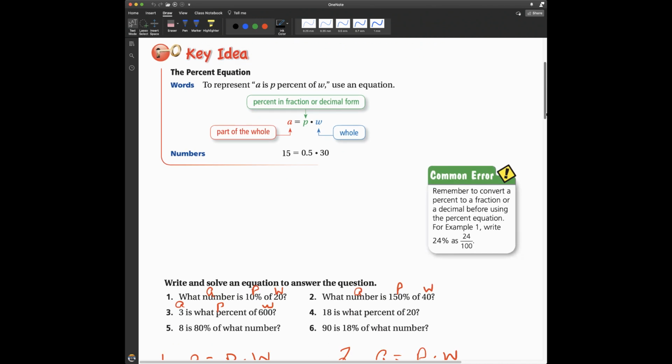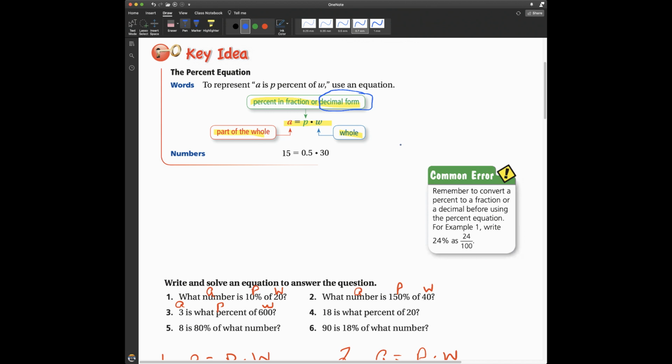So here's the key idea. It's a different formula, but there's still a part, there's still a whole, and there's a percent. And this is the formula: A equals P times W, where A is the part, P is the percent written as a fraction or decimal, and I'll tell you that most of the time, if not all the time, I just write it as a decimal. And then the whole is W.